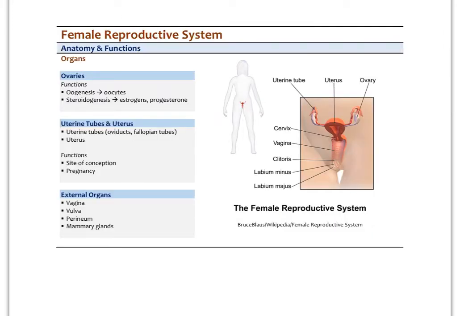Okay, so for the important organs that we need to be familiar with here, we'll start with the ovaries. This is homologous, of course, to the testes in males. This is the site of oogenesis and the production of the oocytes, the actual eggs that will, when fertilized with sperm, become the zygote. The ovaries are also the site of steroidogenesis, so production of estrogens and progesterone in particular. We'll look at the uterine tubes, also known as oviducts or fallopian tubes, and then the uterus, the uterine structure. This, of course, is the site of conception and pregnancy. And then we need to know something about the external organs, the vagina, the vulva, the perineum, and the mammary glands.